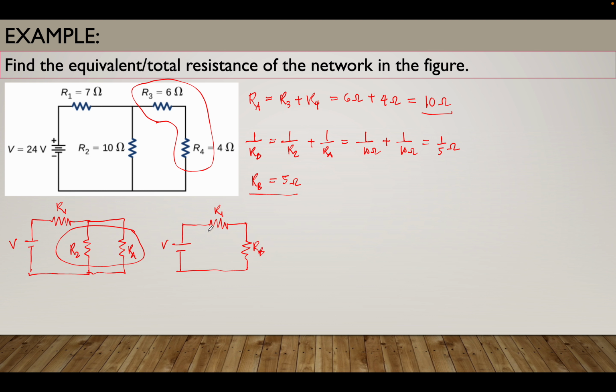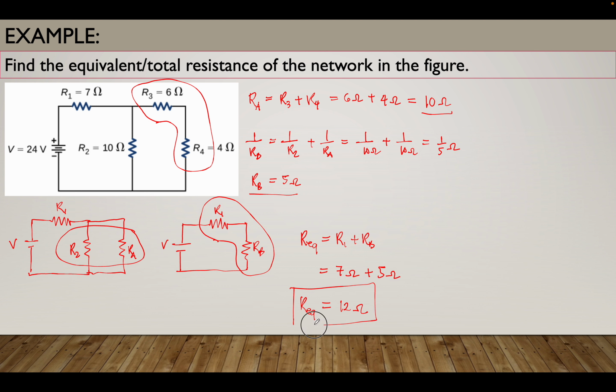So notice na R1 and RB are in series. Okay, so this is our final step na. So we can now say na we can get the equivalent or total resistance. So we have R equivalent is equal to R1 plus R sub B. So R1 is 7 ohms plus RB is 5 ohms. So our equivalent resistance or total resistance, 7 plus 5 is we have 12 ohms.